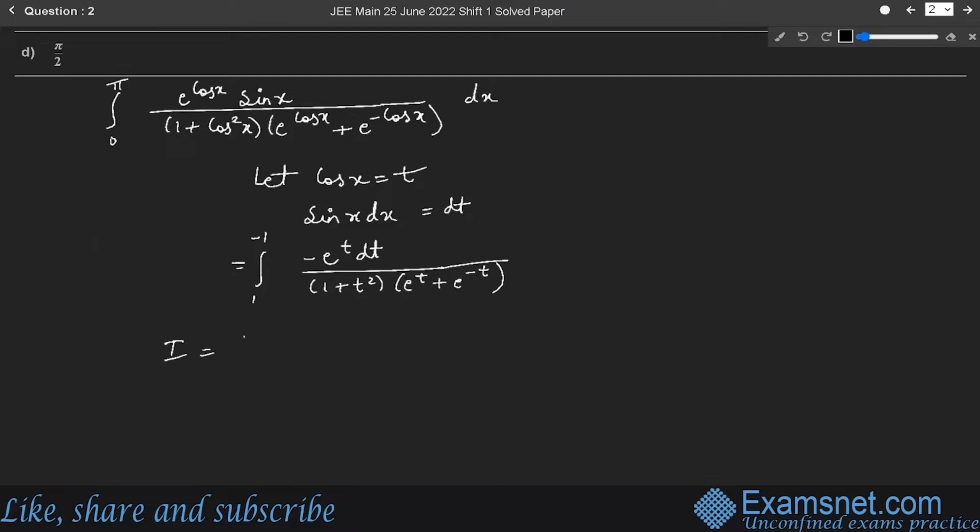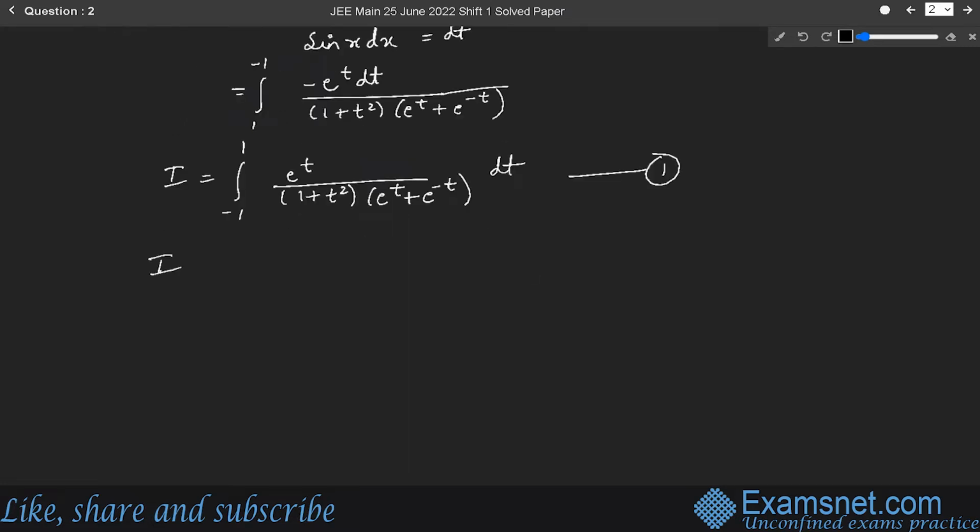So I will be equal to the integral from minus 1 to 1 of e power t divided by (1 plus t square) into (e power t plus e power minus t) dt. Let this be equation number 1. I will be equal to the integral from minus 1 to 1 of e power minus t divided by (1 plus t square) into (e power minus t plus e power t) dt. Let this be equation number 2.